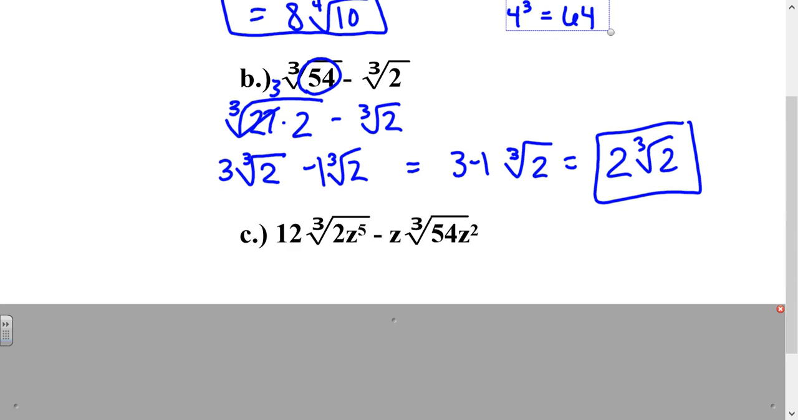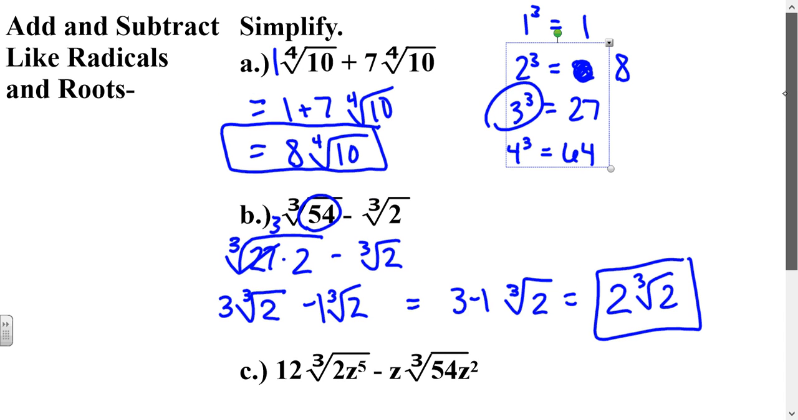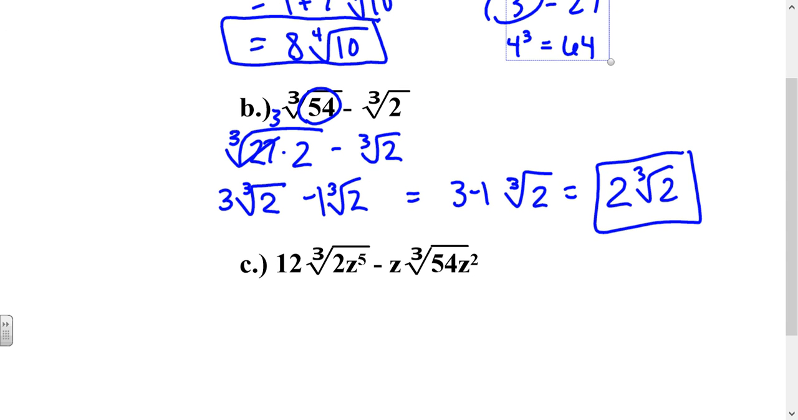Now let's do one with some variables, make it a little bit more interesting. This one looks crazy. So we have cube roots, but this number underneath and this number underneath do not match. So we cannot do anything with them. Now we can go back up and we can use our same list of perfect cubes. And again, we have 2 and 54, so this is very similar to the last example. So I need to break these down so that I can take the cube roots. Now this one, I can't break down the 2, but I could break down the z to the 5th power so that a cube could come out of it. So I'm going to break this one down.